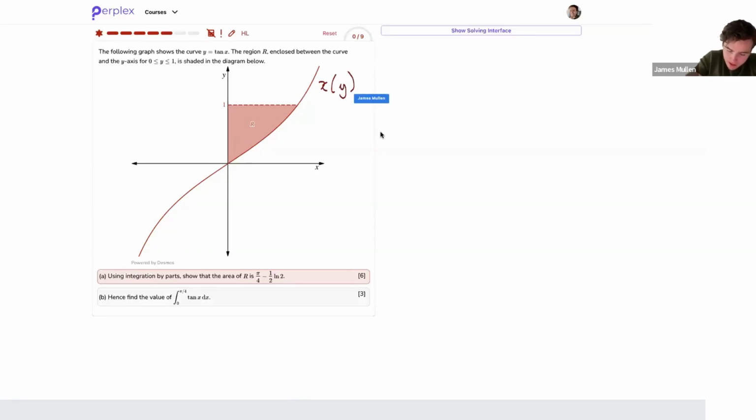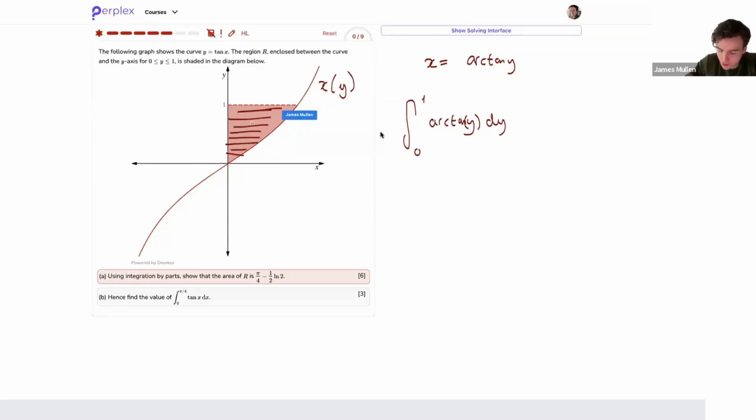So if I have y is equal to tan of x, that means that x is equal to arctan of y. And therefore, I'm trying to integrate from 0 up to 1 the arctan of y dy. That's what I'm trying to integrate, which is the same as adding up the area like this.